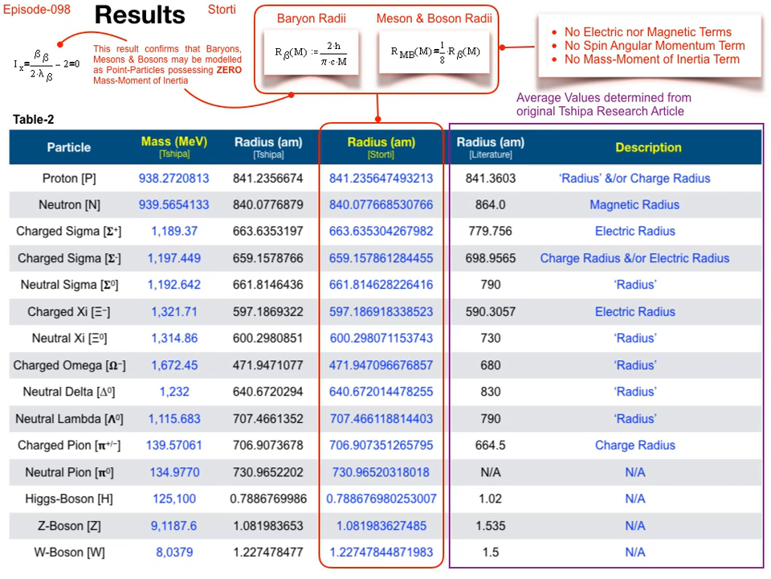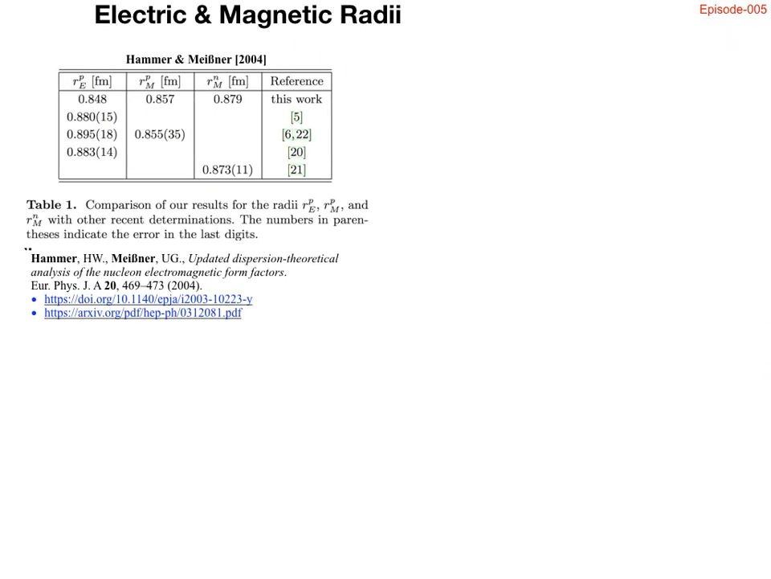This means that Tshipa's particle-antiparticle pair representation does not contain any electromagnetic radii information. In order to extract electromagnetic radii information from Tshipa's model, we will need to look at how Storti solved the problem in 2005. Let's begin by providing some context.